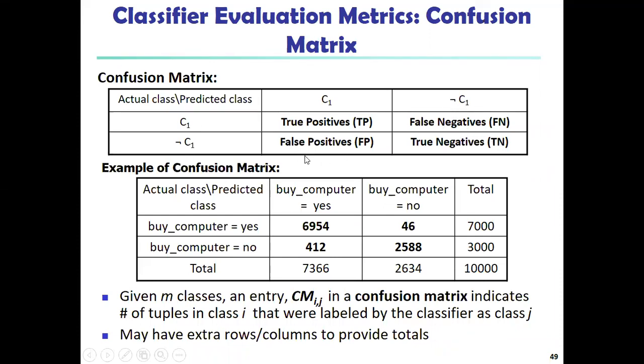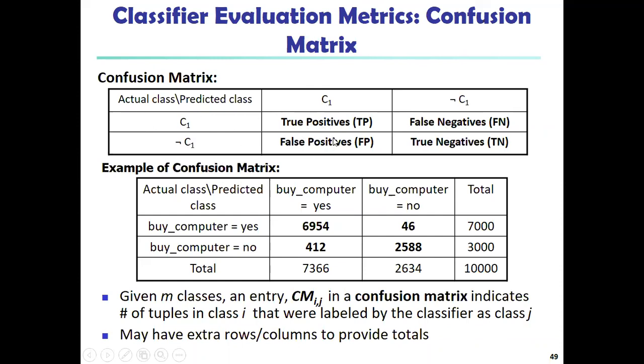False positive means your actual data is no, and your predicted class gives yes. So the second term, positive or negative, represents the predicted class, and the first term, true or false, represents whether the prediction matches the actual class. Remember it.